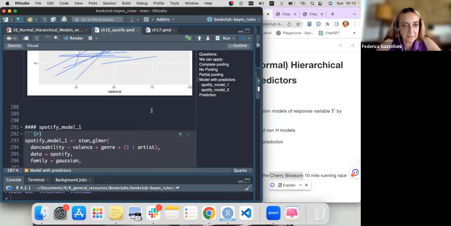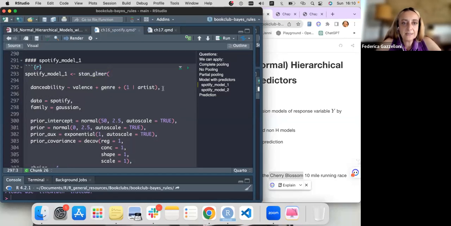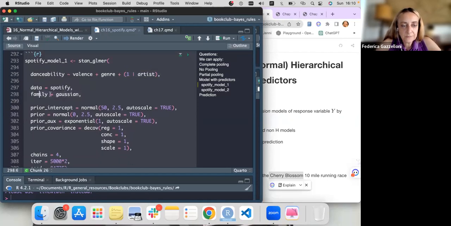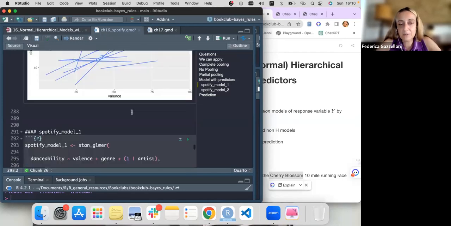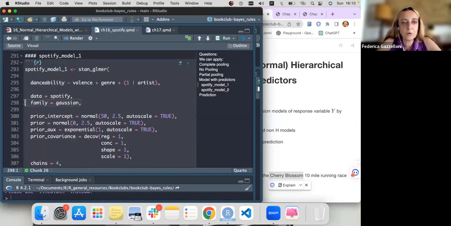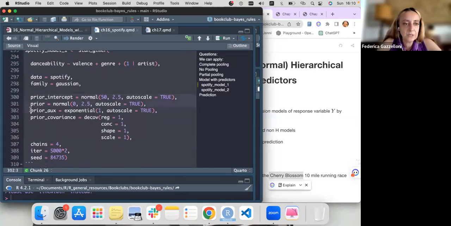intercepts of different levels. So our model here is again a standard GLM, and we use this formula: danceability by valence, genre, and artist. Again, it's family Gaussian. Here we haven't done the density and everything because we did it before. Even if in this case we have danceability, so we could even do that. But we continue assuming a Gaussian distribution, and then we set the prior.